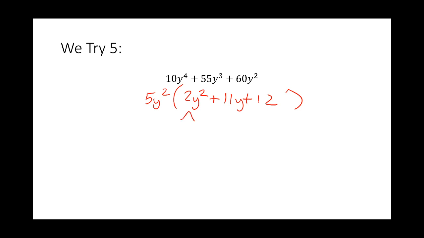So that 2y squared has to be 2y and y. That positive 12 can be 1 and 12, 2 and 6, or 3 and 4. So let's try them out.